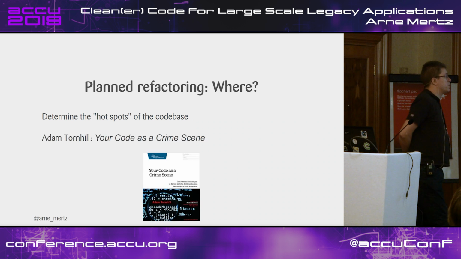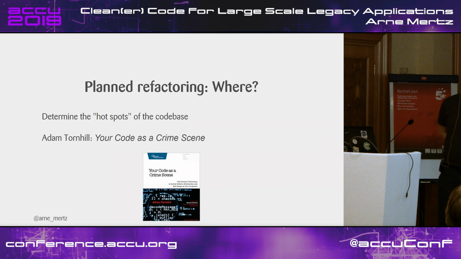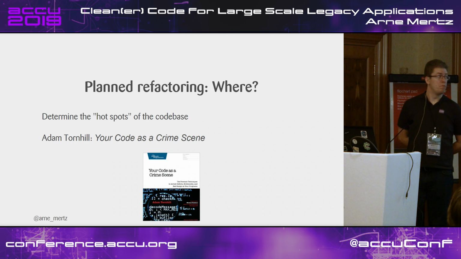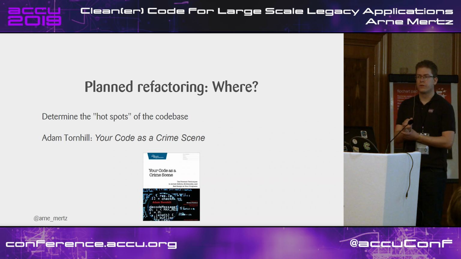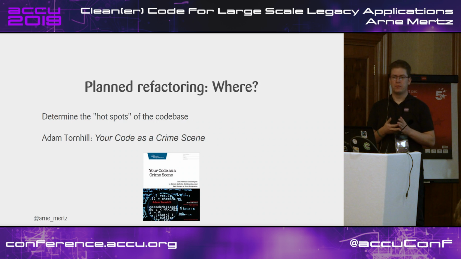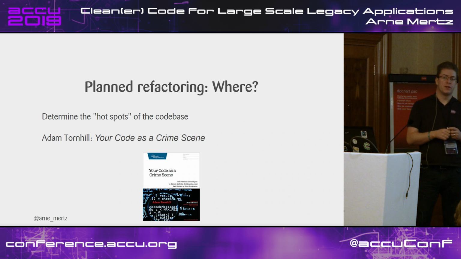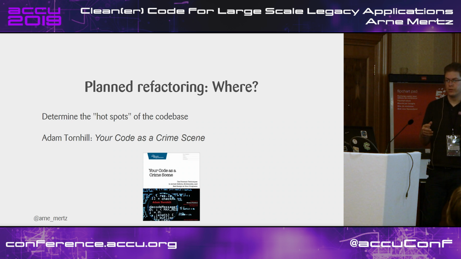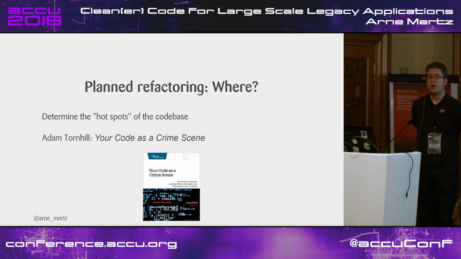There is a very good book by Adam Thornhill called Your Code is a Crime Scene. He also has blog posts with this title, and there are conference videos of talks from him with this title. He basically applies criminal science to a code base to figure out where the changes are, where the hot paths of your code are. Basically, you run a script over your Git repository or your SVN repository, your version control system, to see which parts of the code get changed most often.